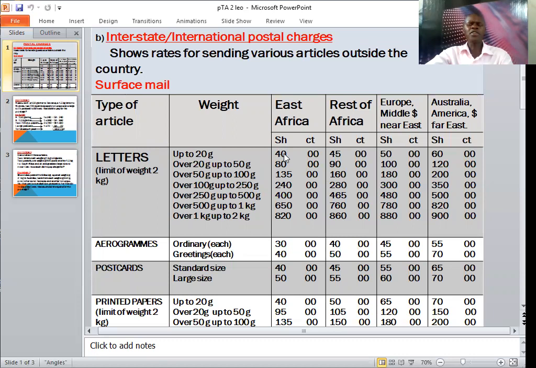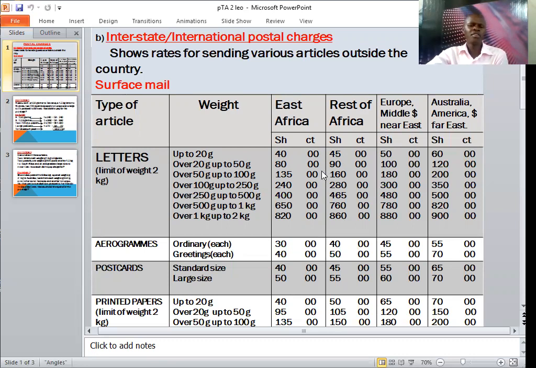shillings. Supposing you are sending a letter weighing 20 grams to Nigeria. You know, Nigeria is under the rest of Africa. You are probably going to pay 45 shillings.